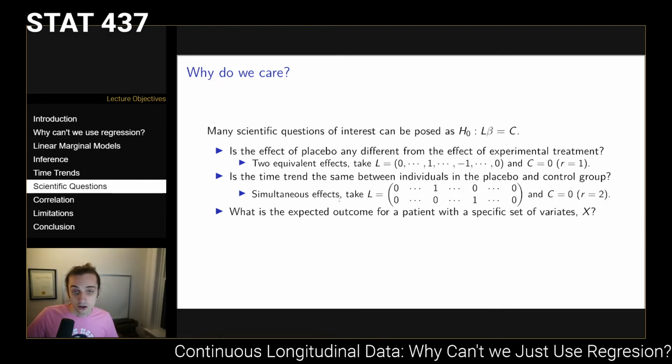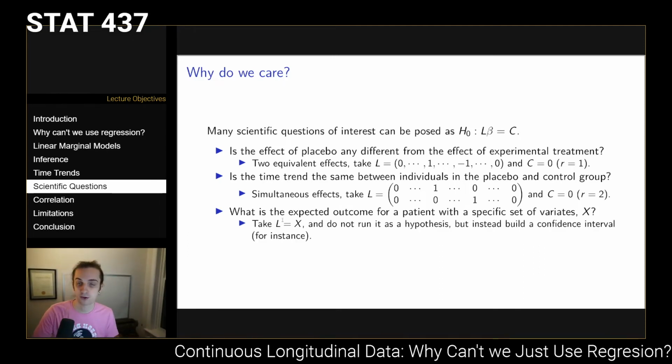We could also think about doing this as a prediction. If we have a specific set of covariates x and we want to know what is the most likely outcome for that patient, then if we take L equal to x, x beta is going to be a prediction, and we could build up a confidence interval. So a lot of the things that we care about that are of scientific interest can be expressed in these forms of L beta. And so this is going to be our primary device for answering scientific questions.